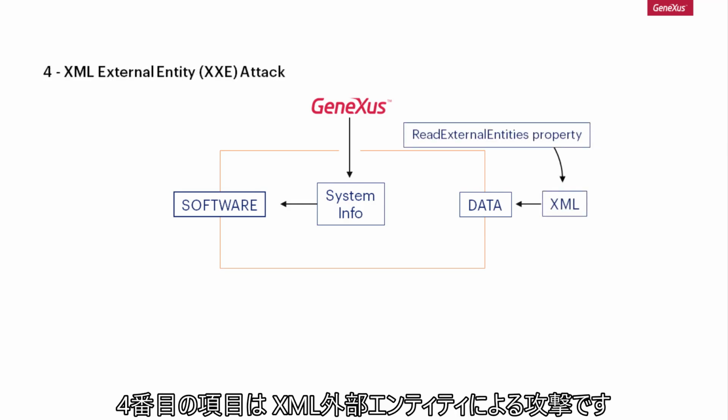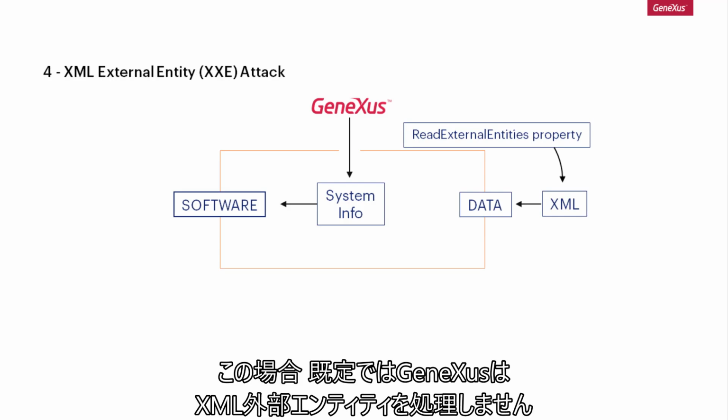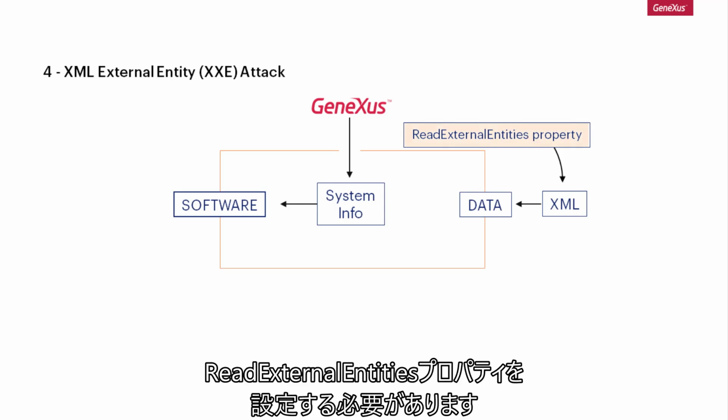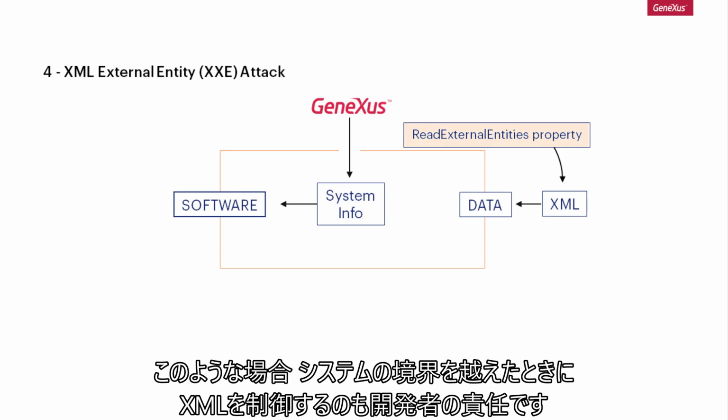The fourth item is an attack by XML external entities. In this case, and by default, GeneXus does not process any XML external entity. In order to enable the processing of external entities, the read external entities property must be set up. In such cases, it's also the developer's responsibility to control the XML when the system's border is crossed.